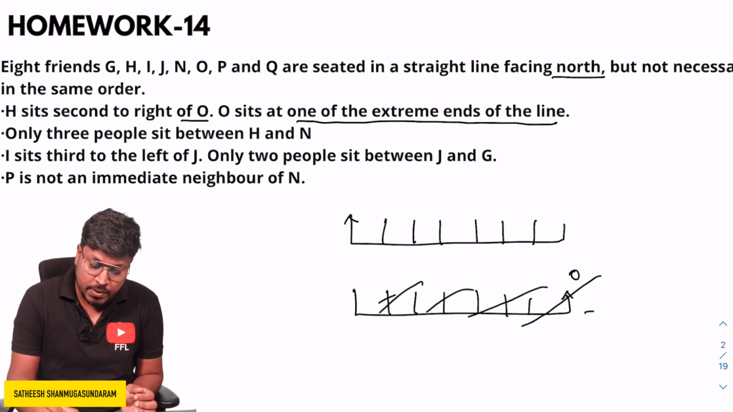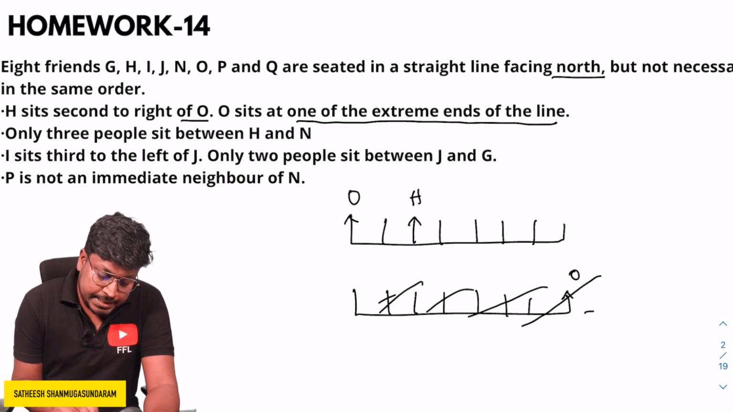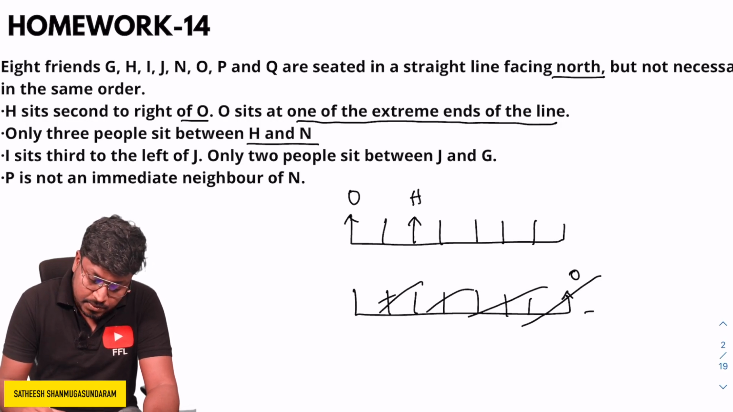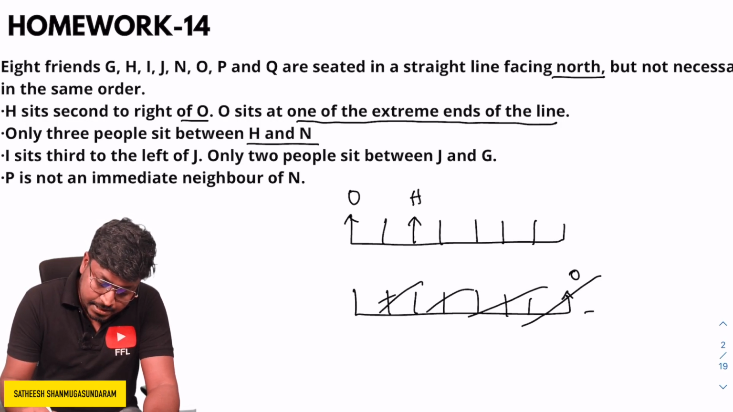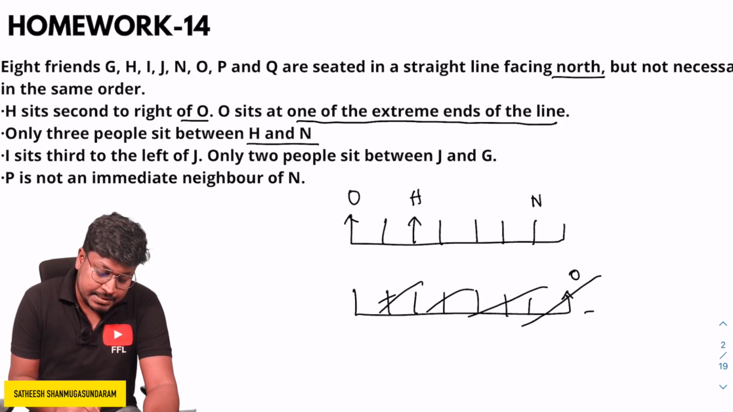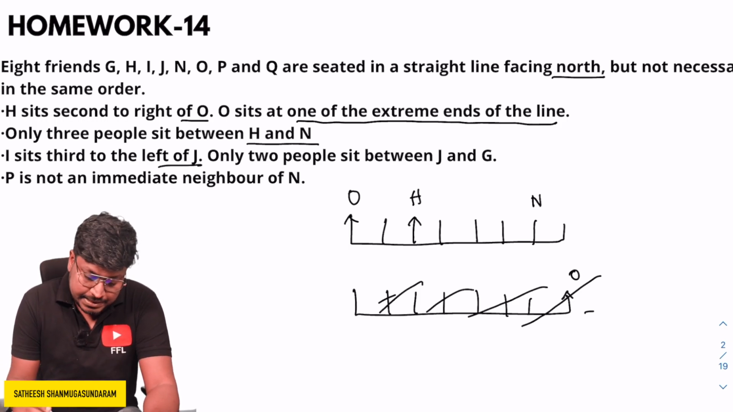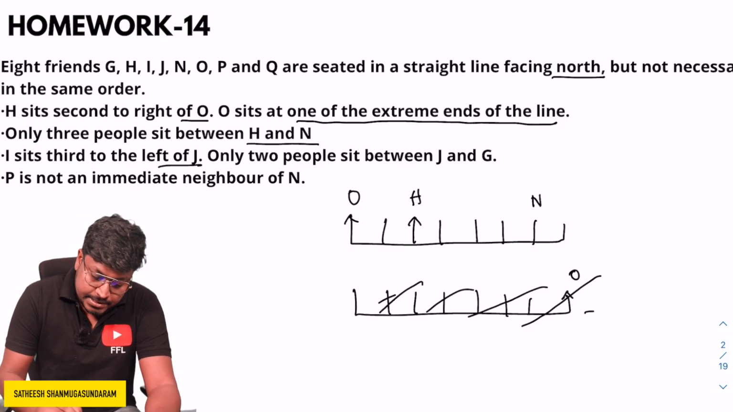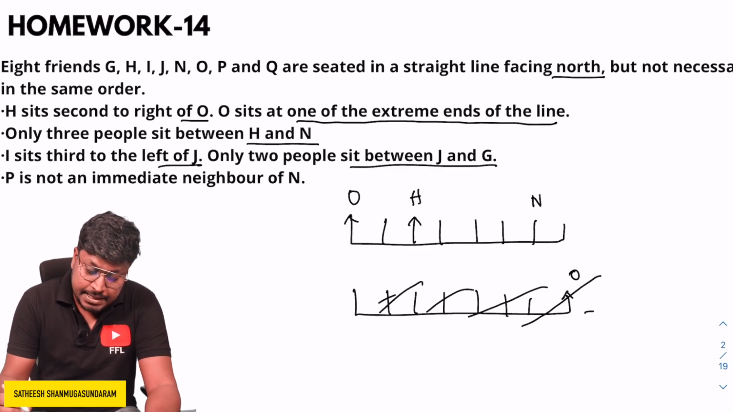So we can fix O here definitely. O's right hand side second place is H, so we can fix H here. Only 3 persons are between H and N, so 1, 2, 3, and this will be N. So between H and N there is a gap of 3. I sits third to the left of J, so J's left hand side at the third place is I. Only 2 people sit between J and G.